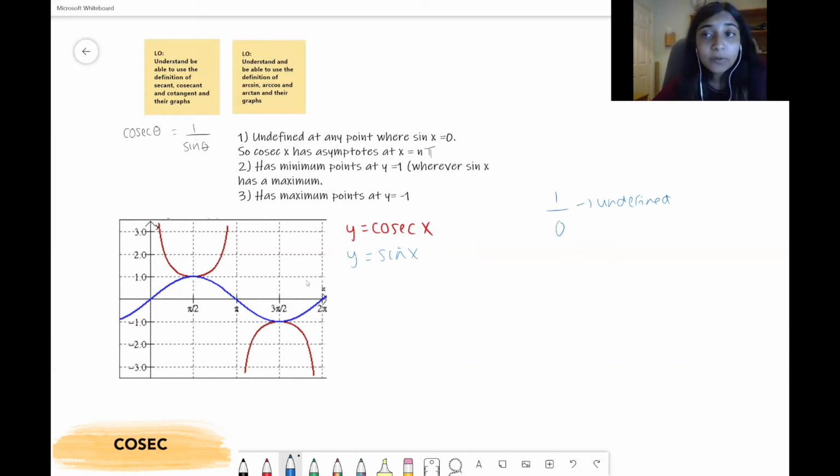So you just flip around your maximum and minimum from y equals sine x for cosec x, because cosec x is just a reciprocal of sine x. So that's just an overview of how you draw the graph for cosec x. Now if we move on to secant, or sec x.